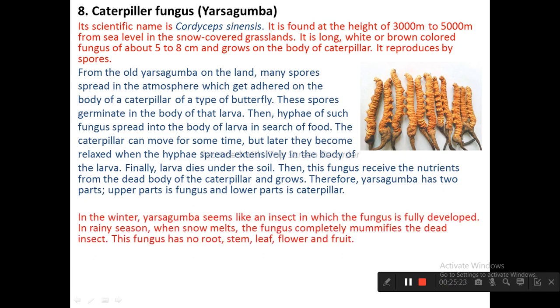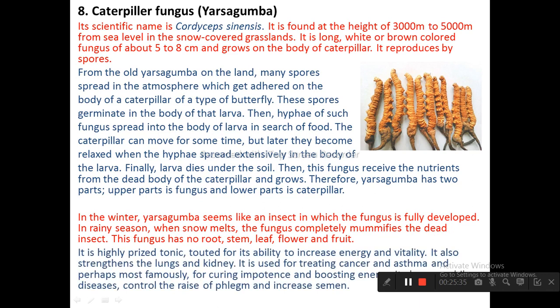In the winter, Yarsagumba seems like an insect in which the fungus is fully developed. In rainy season, when snow melts, the fungus completely mummifies the dead insect. This fungus has no root, stem, leaves, flower, and fruits. It is a highly priced tonic thought for its ability to increase energy and vitality. It also strengthens the lungs and kidney. It is used for treating cancer and asthma and perhaps more famously for curing impotence and boosting energy.